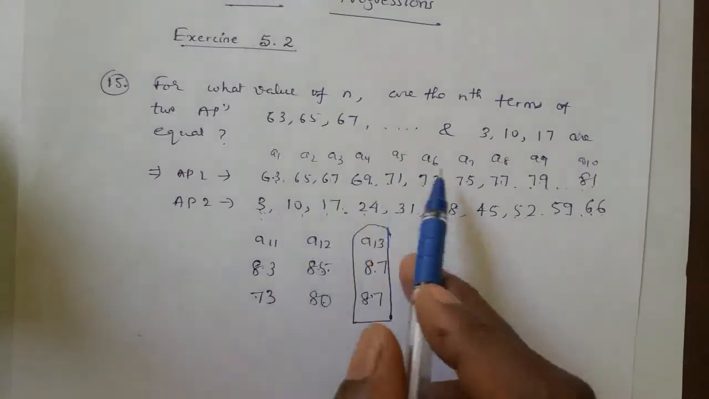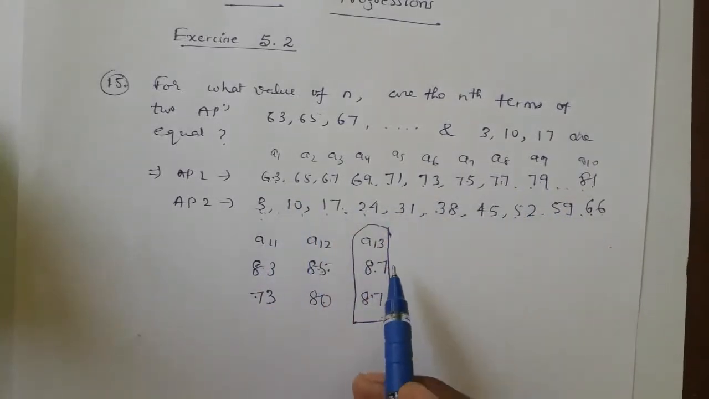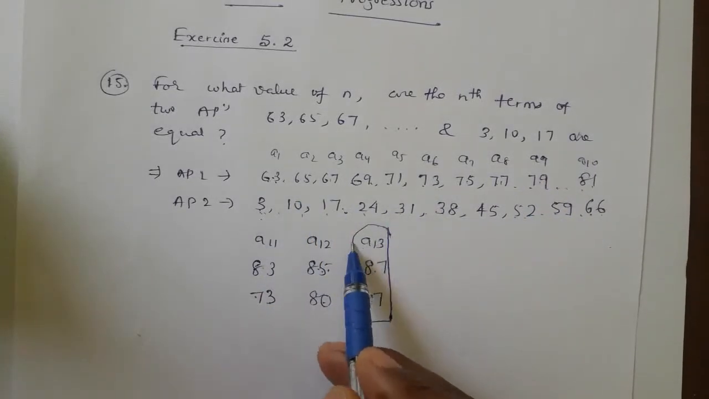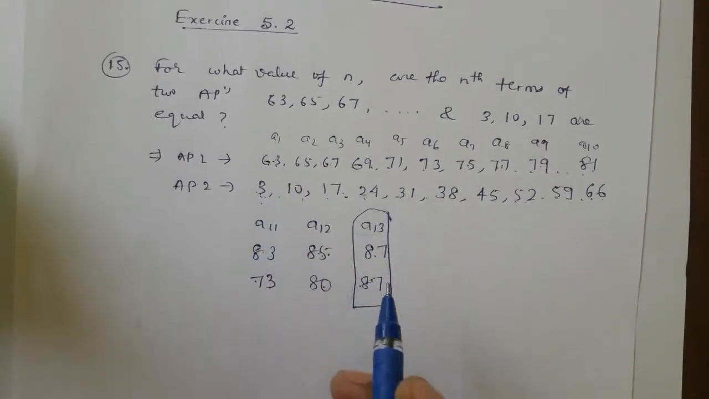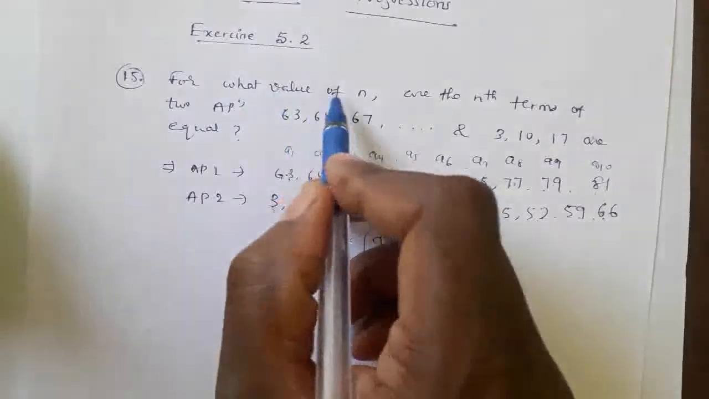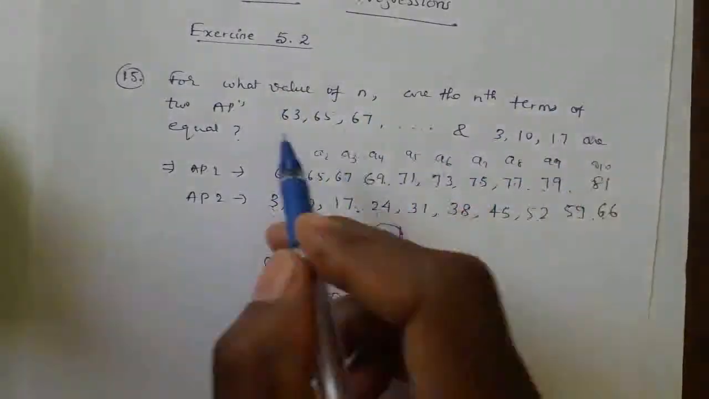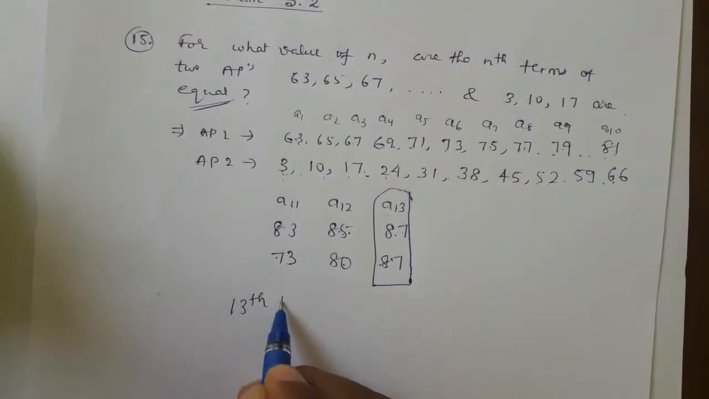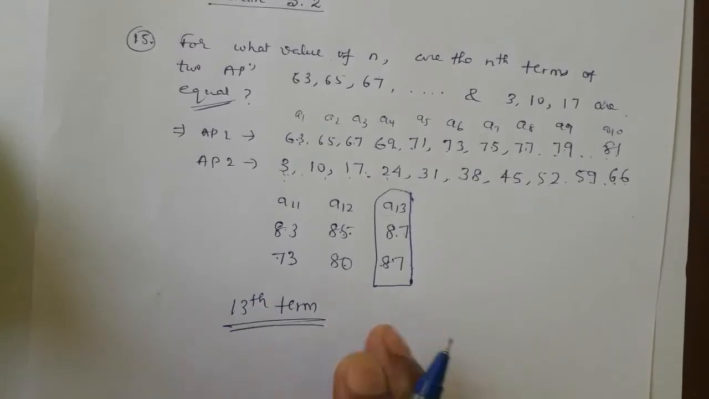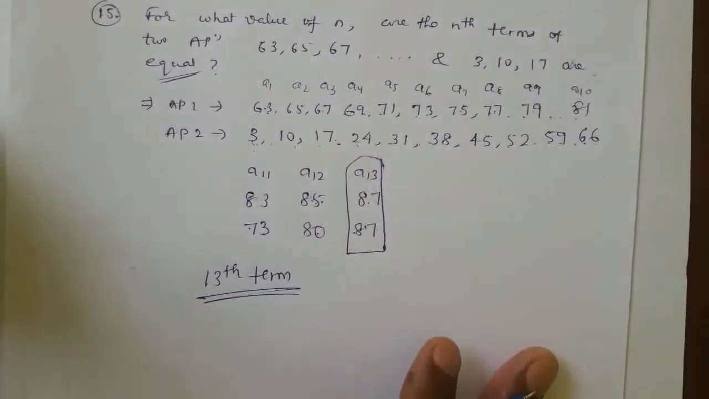So look at here, this is the practical method. In the practical method I showed you that at exactly the 13th position, the first AP becomes 87 and the second AP also becomes 87. So your answer is: at what value of n are both the APs equal? We have to say at the 13th term. At the 13th term both are equal. But it is a practical method.